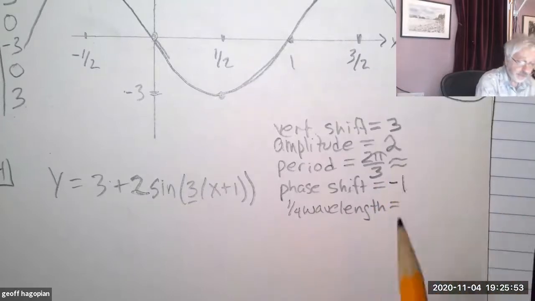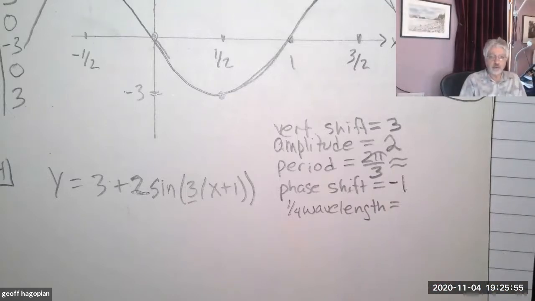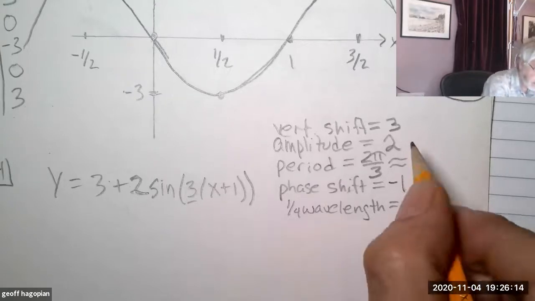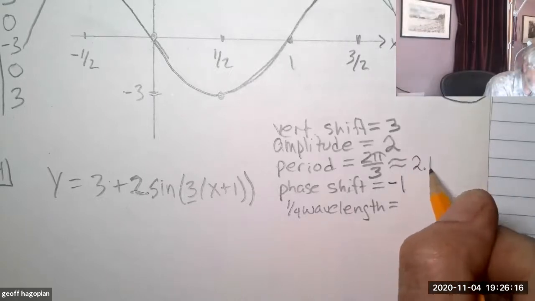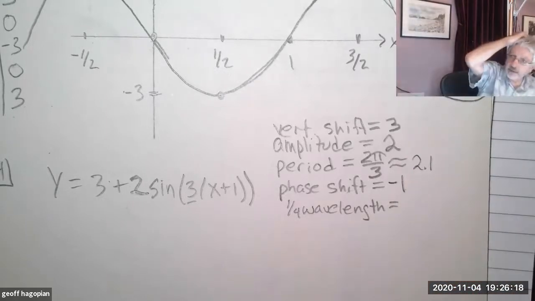So pi over 3, well, 3.14 divided by 3 is 1.04, closer to 1.05 maybe. So twice that is 2.0. Sorry, 2.1 maybe. So this is about 2.1. I'll use a calculator maybe to verify that.